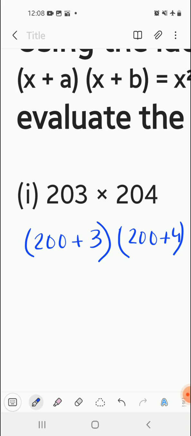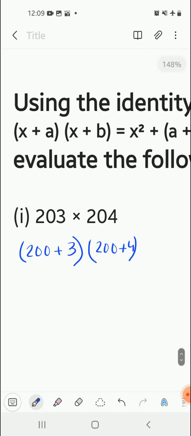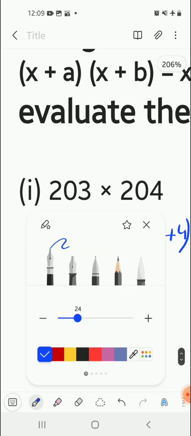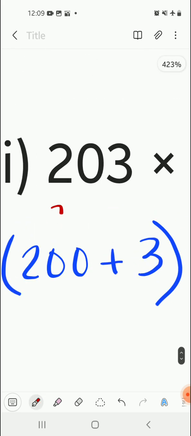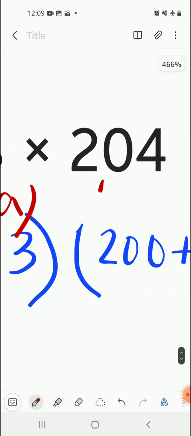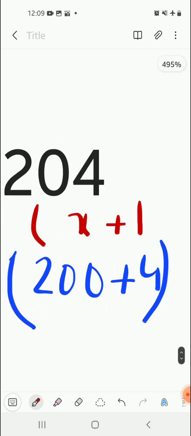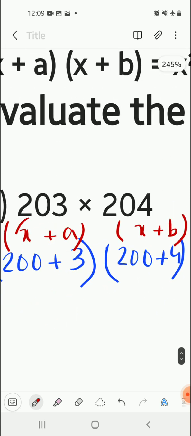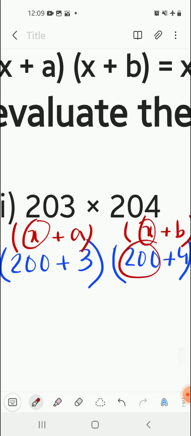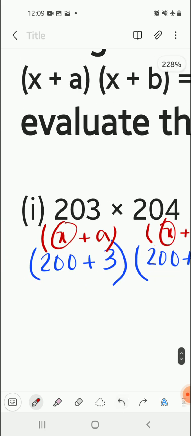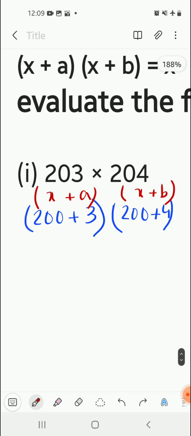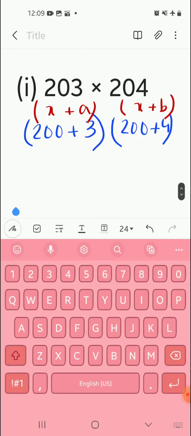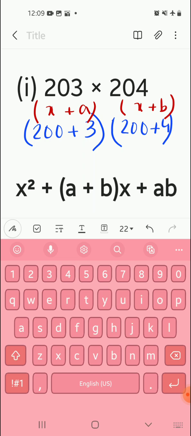Once we have done it, what we need to do is use the identity that we were using. Here you can see as per the question this becomes our x plus a and this is x plus b. The main idea is x is the same in both the places, that is 200. So it's matching with the formula. We are going to use the same identity here. So let's write down the identity, and accordingly, we are going to solve this.